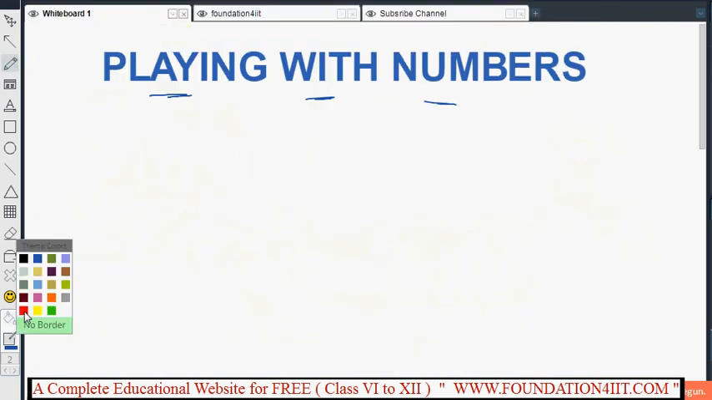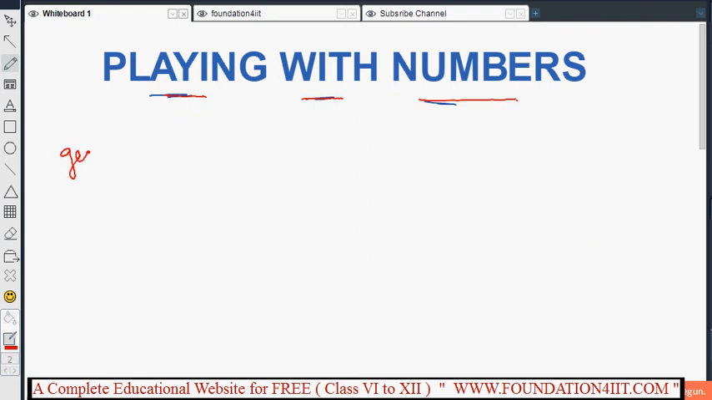So let us start the topic now. Playing with numbers. Numbers in generalized form. How can we write a number in generalized form? A number is said to be in generalized form if it is expressed as the sum of the products of its digits with their respective place values.